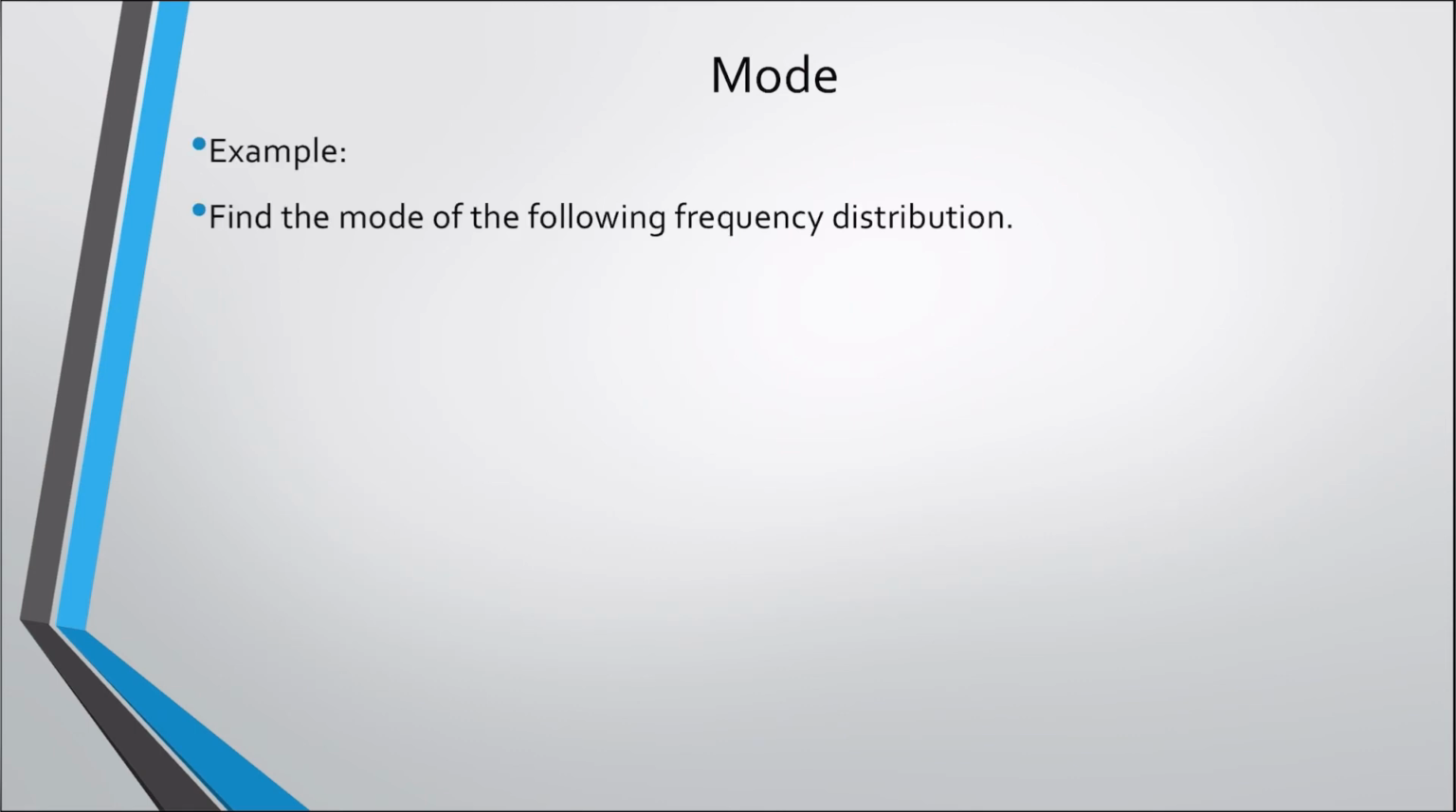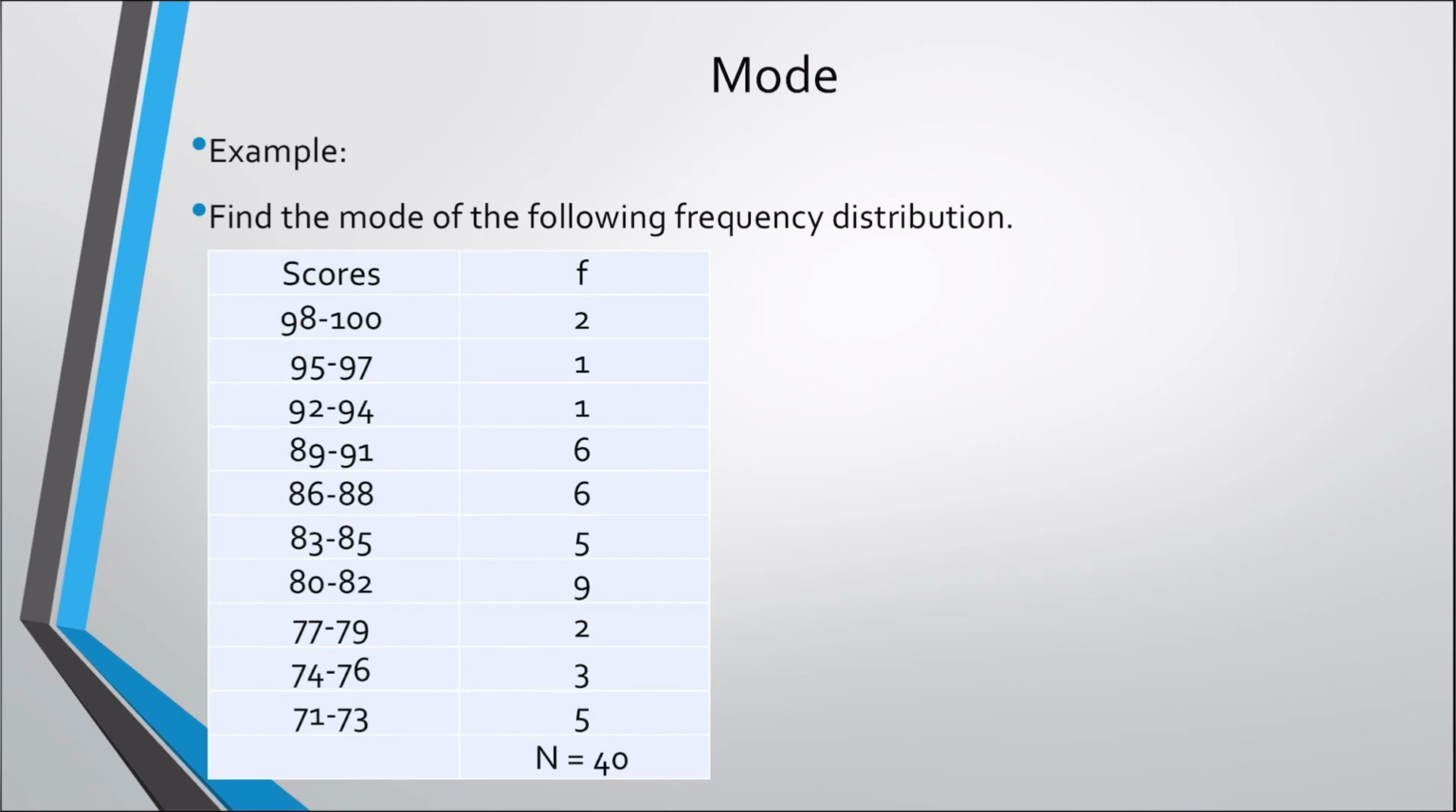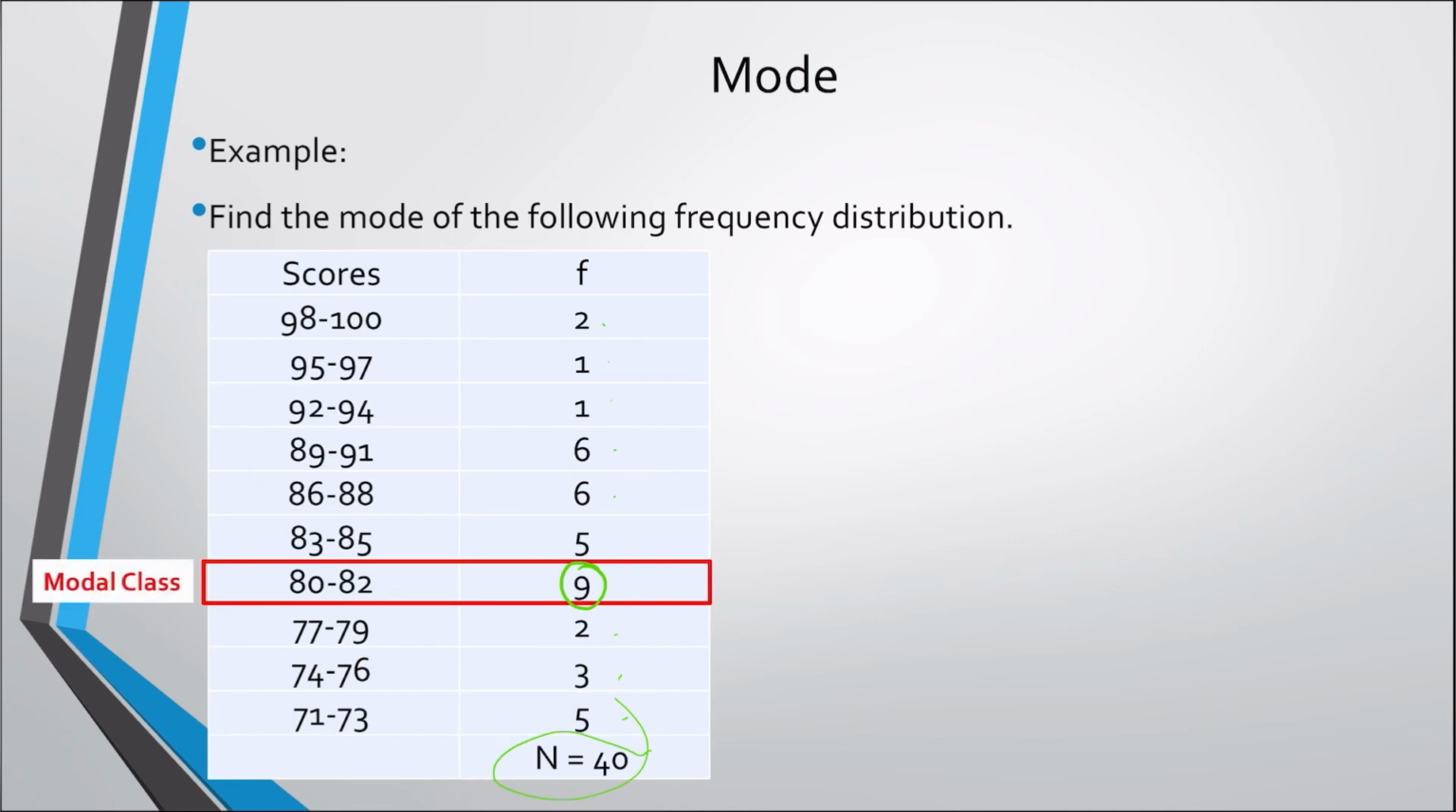So, for example, you are going to find the mode of the following frequency distribution. So, given na ang ating scores, ito yung ating interval, ang ating frequency, at yung total. So, yung n natin is 40. So, we are just going to identify what is the modal class. So, para makuha natin yung modal class, okay, titingnan natin kung ano yung pinakamaraming frequency. So, yung pinakamaraming frequency dito ay yung 9. Diba? Kasi yung iba ay 2, 1, 1, 6, 6, 5, 2, 3, 5 lang. Kaya, ang ating modal class ay ito. Okay? Kasi nandun yung 9.